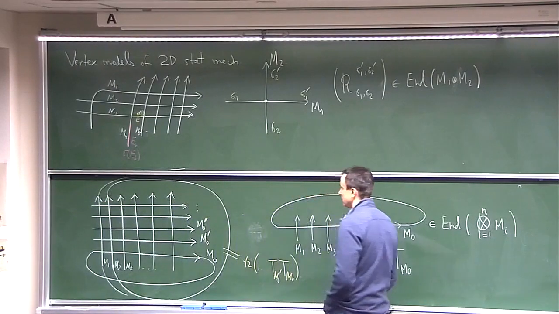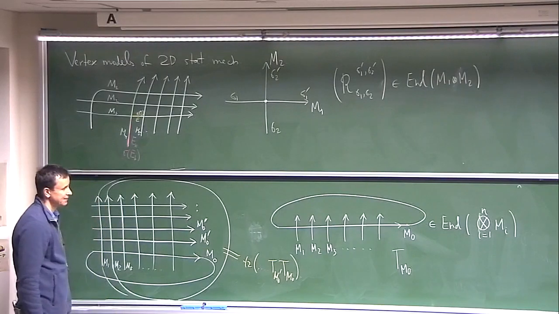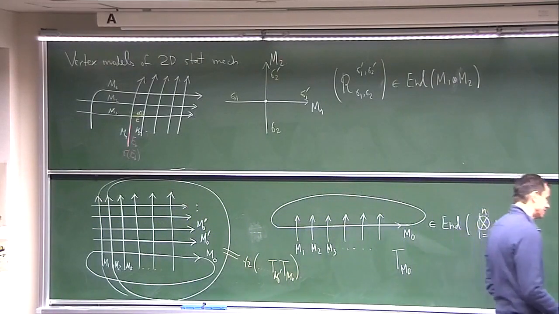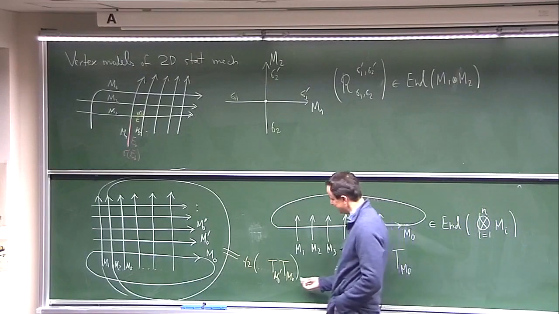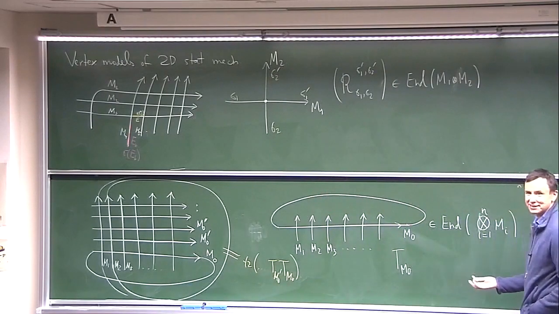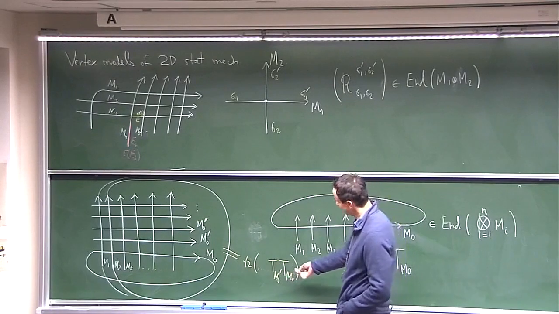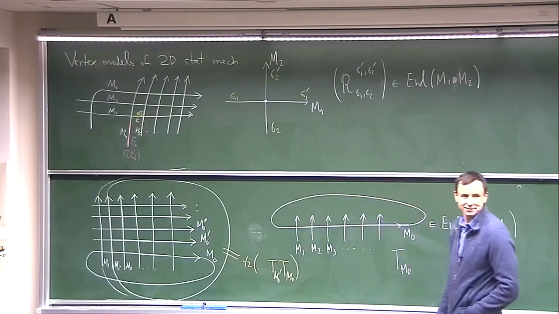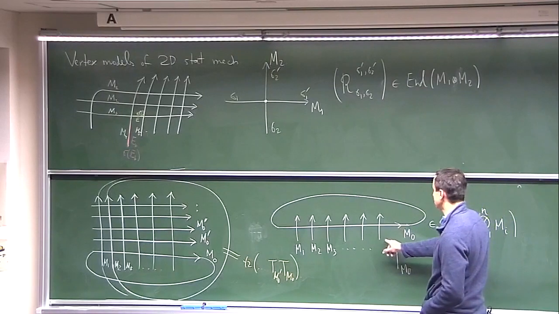So in particular, it would be great if these guys can be simultaneously diagonalized. That would be just great, because then we could compute the partition function. If they're all diagonal matrices, diagonal in some basis, we'll just multiply them all, and that would be the answer. So this is called the transfer matrix.